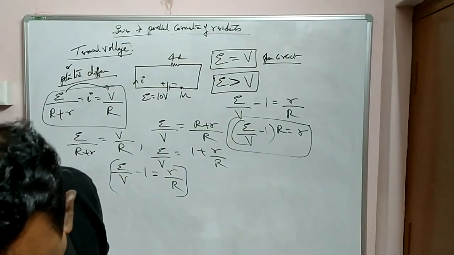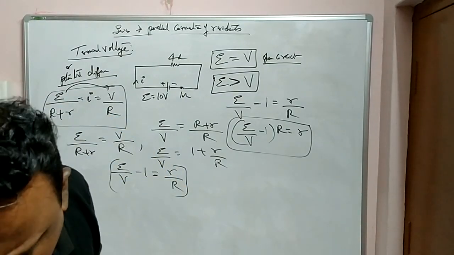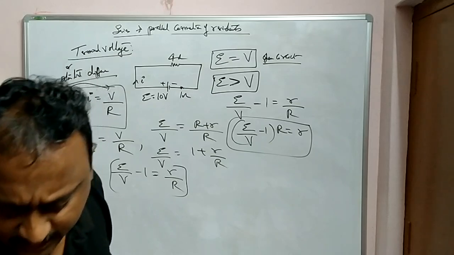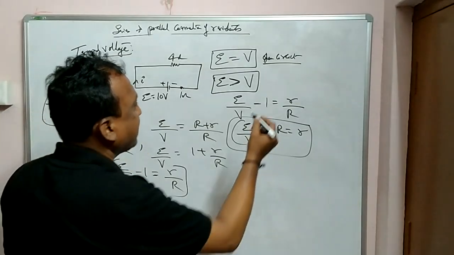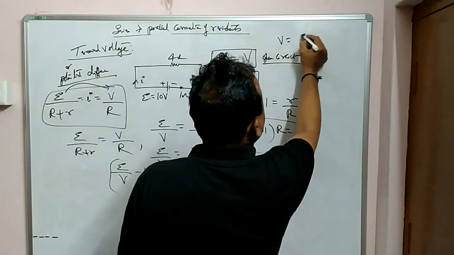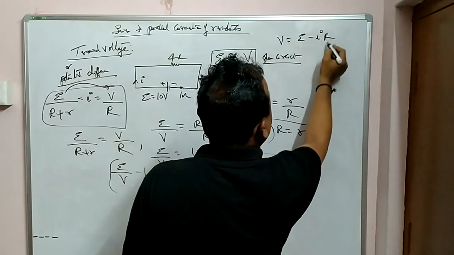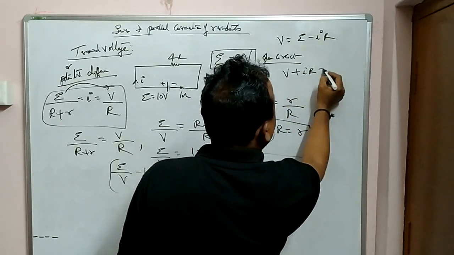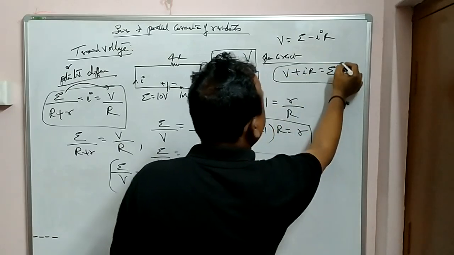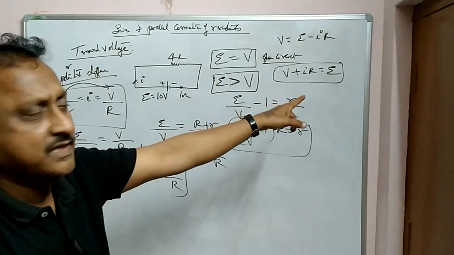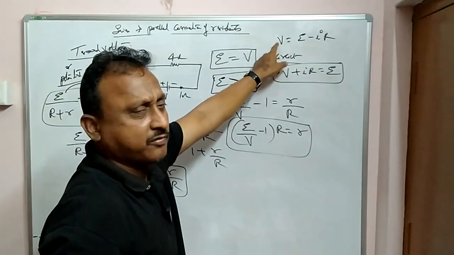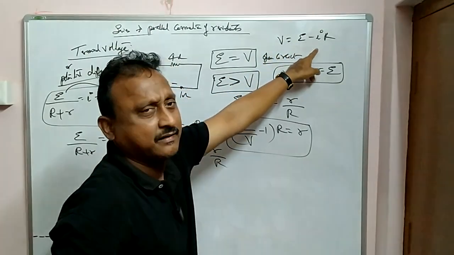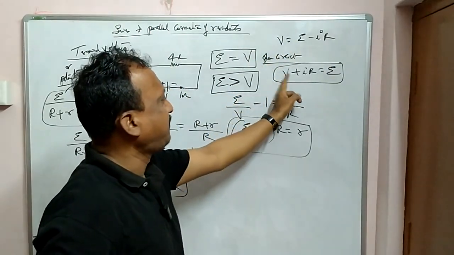So here we are having one formula, observe carefully. V is equal to E minus IR, or V plus IR is equal to E. What does this equation tell? V, the potential difference or terminal voltage, is equal to E minus IR. Or take it to this side: V plus IR is equal to E.